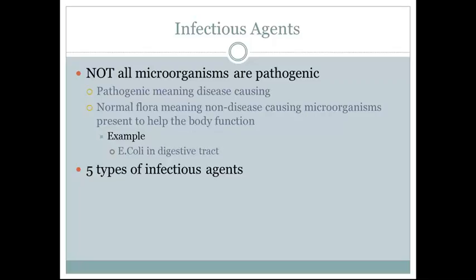Not all microorganisms are pathogenic. Pathogenic meaning disease-causing. Normal flora, meaning non-disease-causing microorganisms, are present to help the body function. A good example of this is E. coli in the digestive tract. There are 5 types of infectious agents. Those infectious agents are viruses, bacteria, fungus, protozoa, and Rickettsiae, which we will talk about more in depth in the following slides.